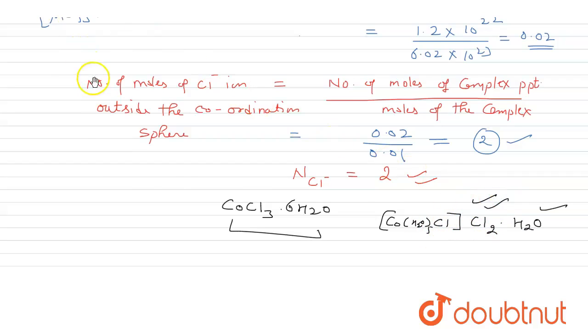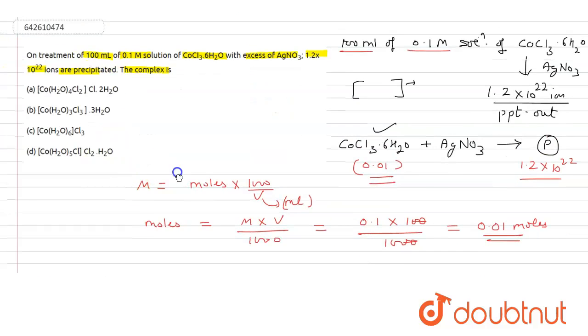So let's check the options. Option A says there is one chlorine outside the coordination pair, so this will not be the right answer. Here three chlorines are inside the coordination pair, but we are getting two chlorines outside, so this answer will not be correct. Here all chlorines are outside the coordination pair, so this will not be the right answer.